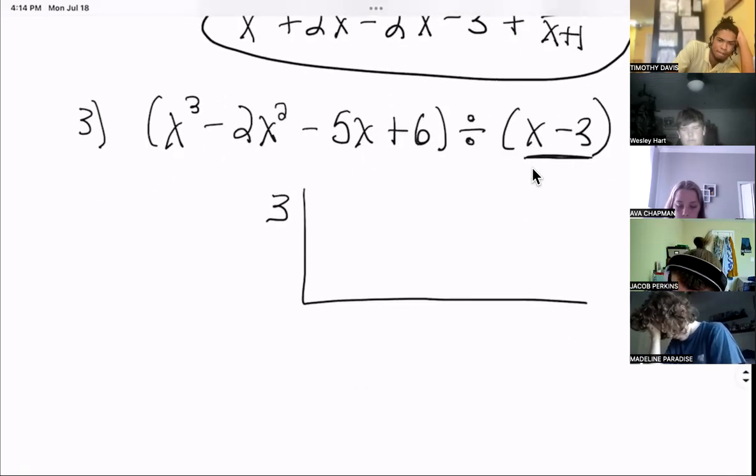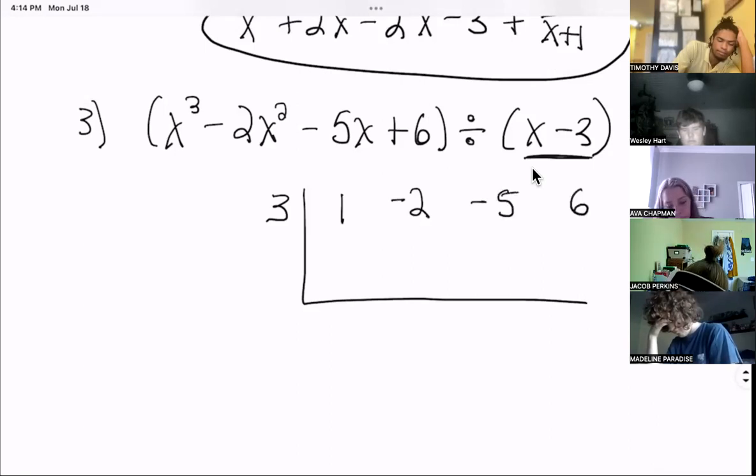And then what I'm going to do, my coefficients. So my coefficient of x to the third is 1. X squared is negative 2. X is negative 5. 6 is 6. And that's going to be my remainder. So I put a line there for my remainder. And then how do I start? I don't know where to start because I forgot to do something. I have to bring down my 1.